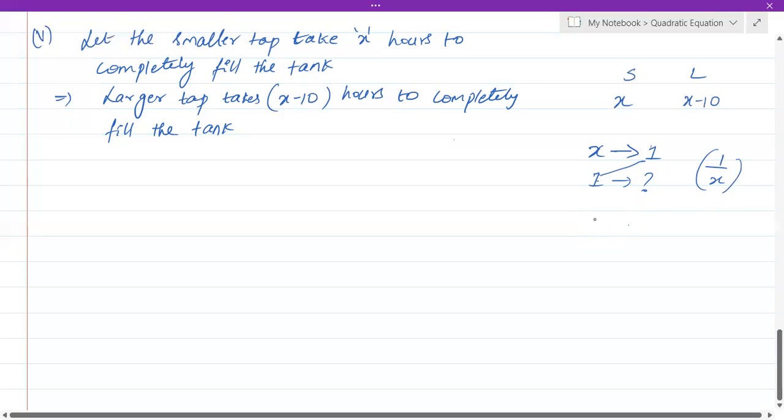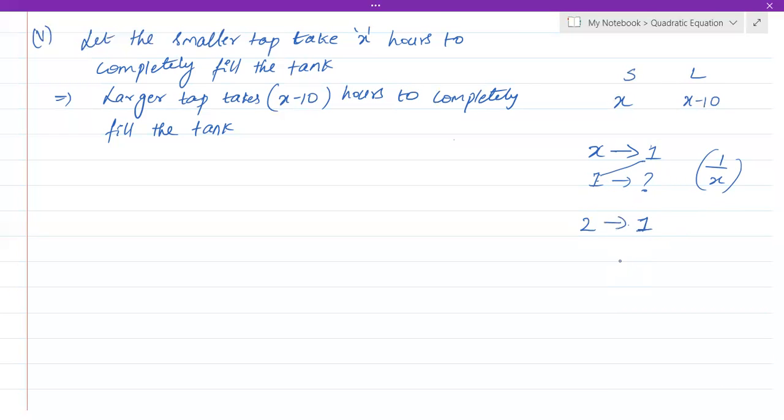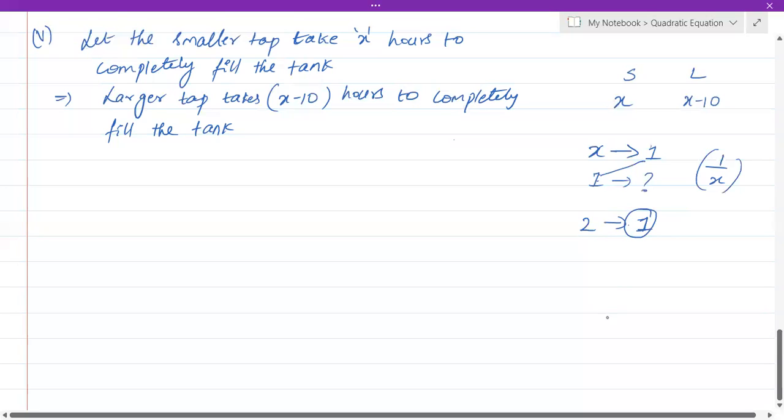Say suppose in 2 hours, I am completing the tank. It's very simple. In 2 hours, I'm filling the tank, which means I'm doing a complete job. That is 1. 1 represents a full job. In 1 hour, how much will it be? It will be half a tank, isn't it? Again, 1 into 1 is 1 divided by 2. So half of the tank is filled in 1 hour. It's very obvious, right? Let's take another example to understand better.